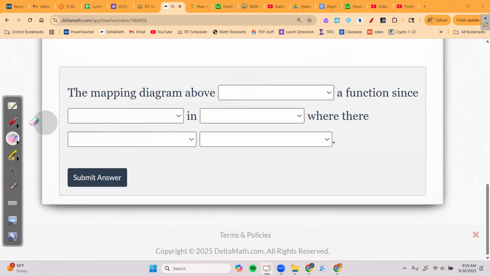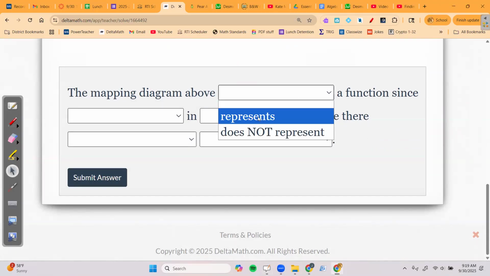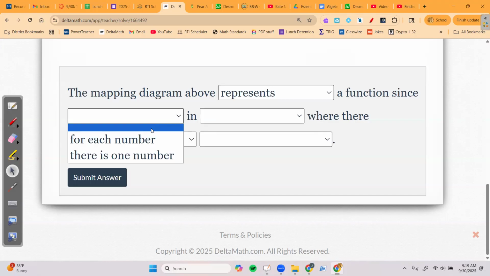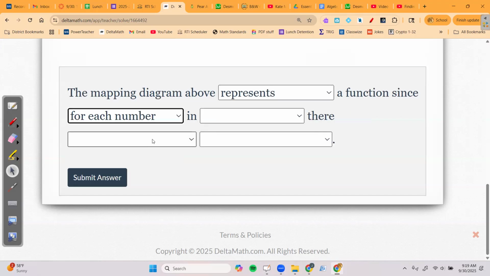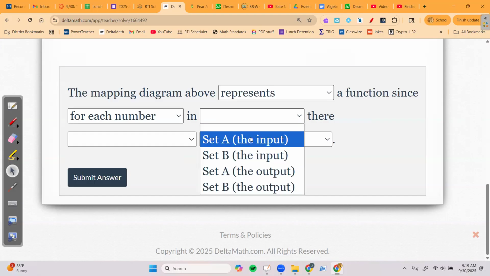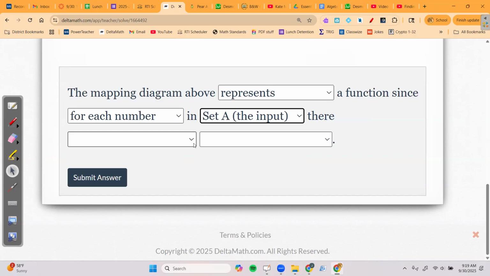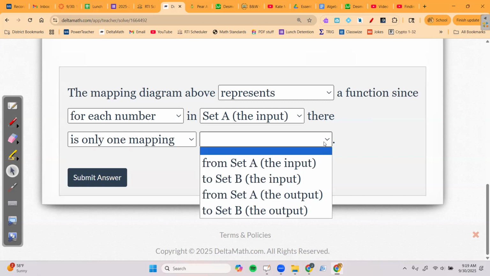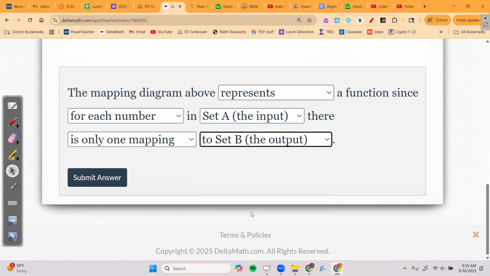What are we going to pick for this first one? Shows a function. The mapping diagram above represents a function since for each number in set A, there is only one mapping to set B, the output. Do you see it?